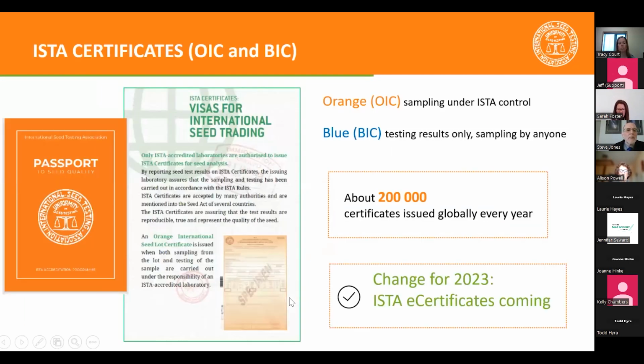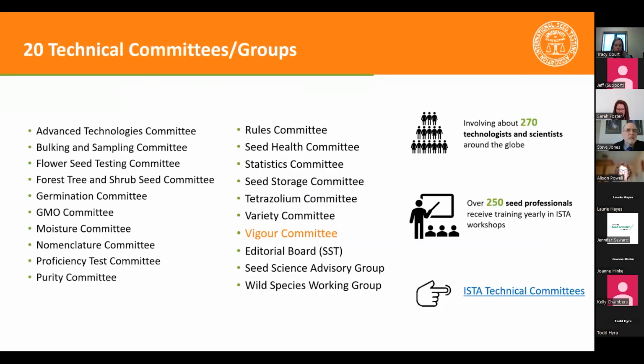The Orange or the Blue International certificates I've mentioned are usually issued for export, and there are about 200,000 of those issued every year. And in 2023, there is the aim to move to an electronic system to supplement the paper issuing of the certificates. The 20 technical committees or groups within ISTA help ISTA with its seed experts around the world to work on the different methods. And the Vigour committee that Alison has chaired since 2001 is one of those. And we're going to talk about that Vigour work now.